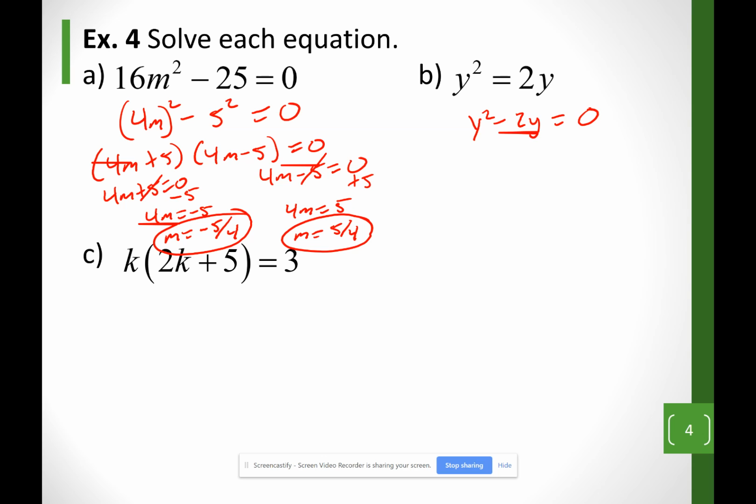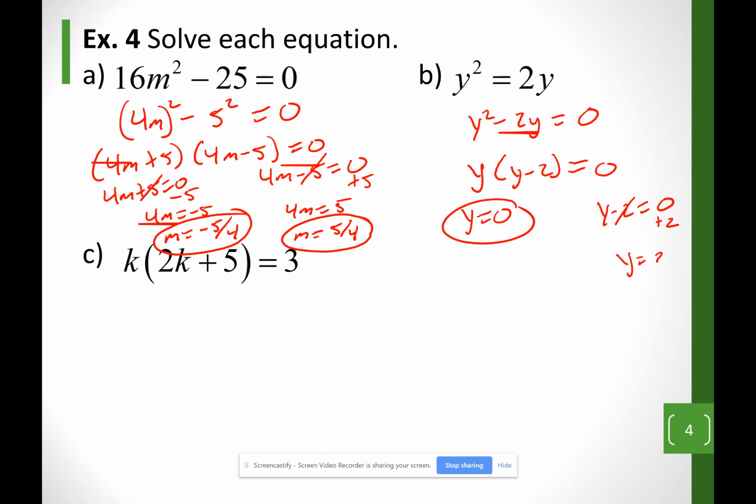I move the 2y over. Looking at the binomial, I'm going to factor out a greatest common factor. So y on the outside, y minus 2 on the inside. This is equal to 0. So my two factors, I'm going to say y equals 0, which gives me an answer already. The other factor, I'm going to say y minus 2 equal to 0. That means y must be equal to 2.